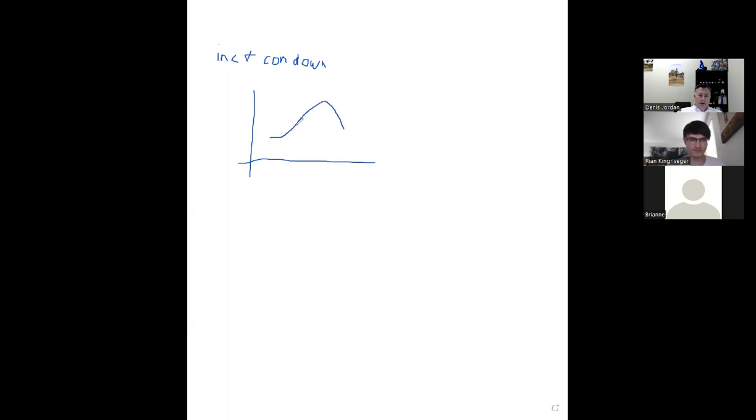So for your graph, I split it into three intervals. Between A and B, B and C, and C and D. So you just got to pick out the sections that are increasing but are also concave down.